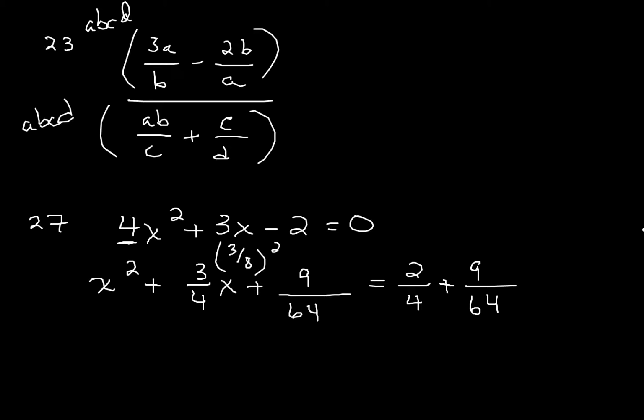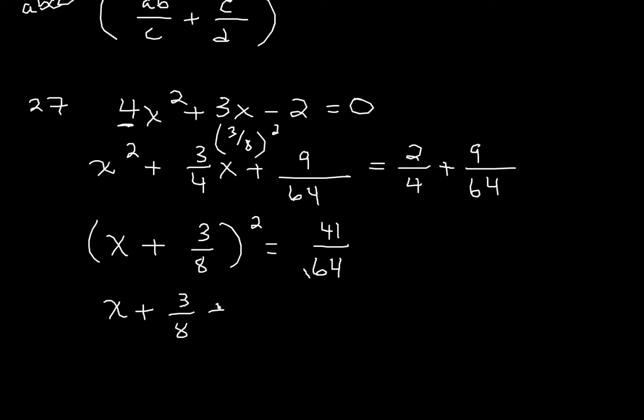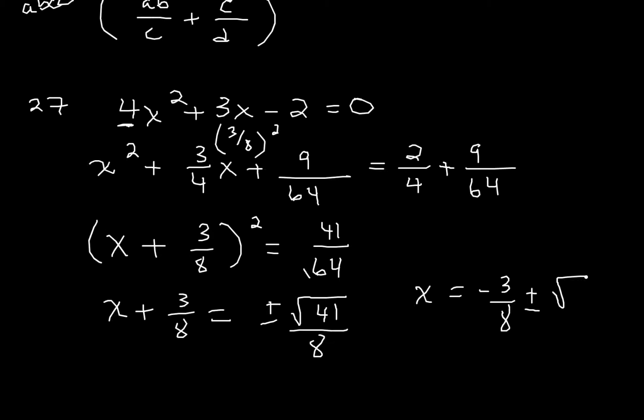This is now a perfect square trinomial. So we can factor it, x plus 3 over 8, quantity squared. And if we add those together, we get 41 over 64. Take the square root of both sides, so you get x plus 3/8 equals plus or minus the square root of 41 over 8. And your final answer is x equals negative 3/8 plus or minus root 41 over 8.